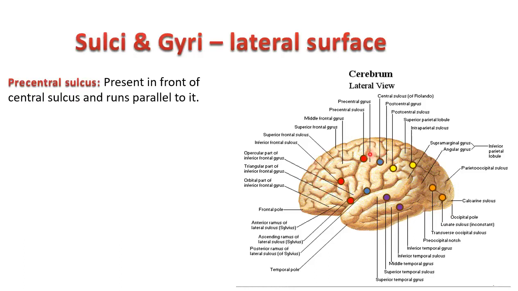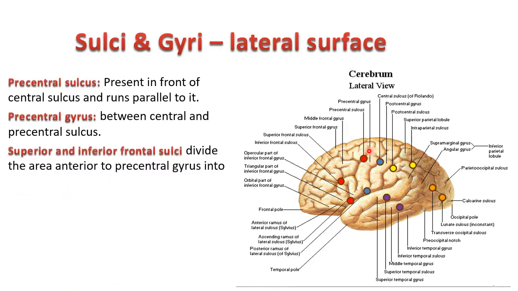So in front of the central sulcus, you see the precentral sulcus almost running parallel to the central sulcus. Then the area between the central and the precentral sulcus is the precentral gyrus. This raised area is called the precentral gyrus, between the central and the precentral sulcus. Next you see the superior and inferior frontal sulcus. That is the superior frontal sulcus and that is the inferior frontal sulcus.